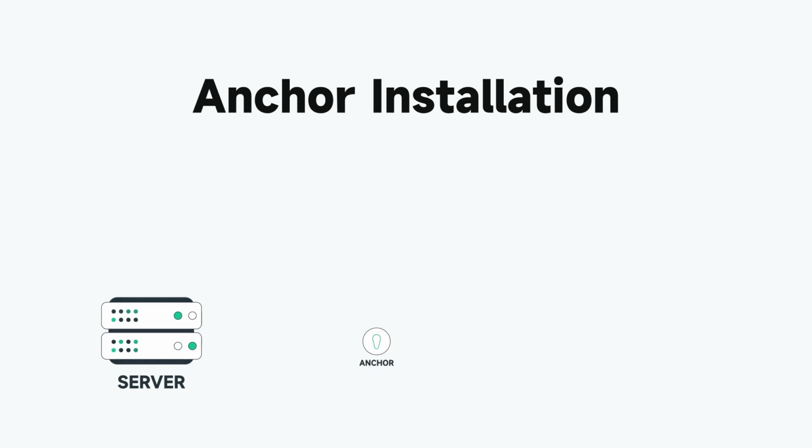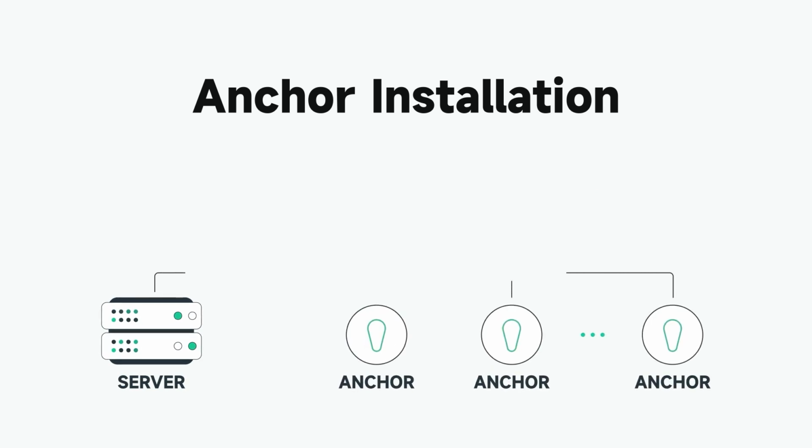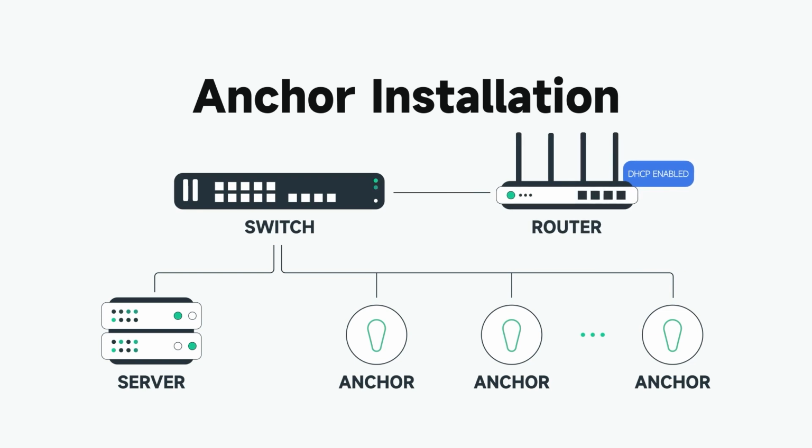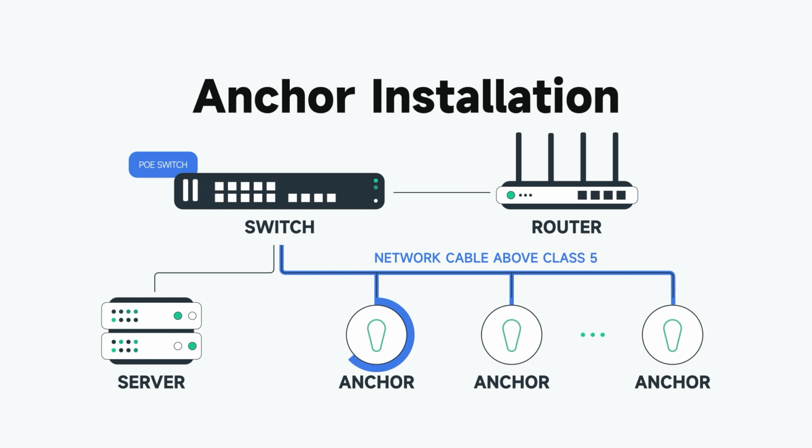The server and anchor should be connected with the switch, and the switch should be connected to the router, DHCP enabled, to form a network. If the switch is an ordinary switch, the anchor needs a separate power supply once connected with the network cable. If a POE switch is used, the anchor can be directly connected with a Class 5 or higher network cable without separate power supply.